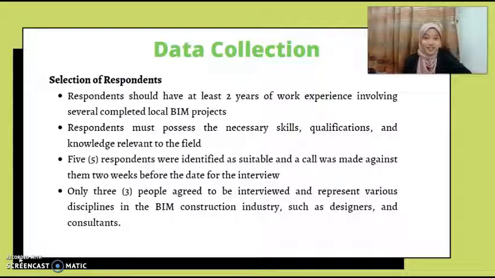Broad selection criteria are important to ensure that respondents have the competence, particularly in work discipline, to discuss each objective throughout the study. The respondents were selected in such a way that they were geographically spread and represented different parts of the project organization such as developer, designer, contractor, and consultant to generate different opinions.